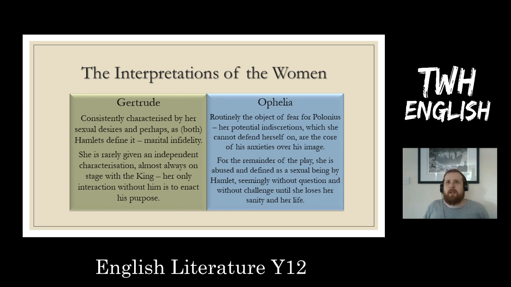And Polonius views her indiscretions as things in himself. So the role of the woman here is essentially to support and augment the male figure. And for the remainder of the play, then, she is abused and defined as a sexual being by Hamlet, who basically entirely categorizes her within this.